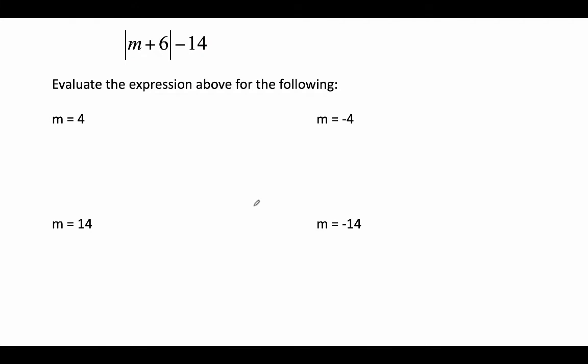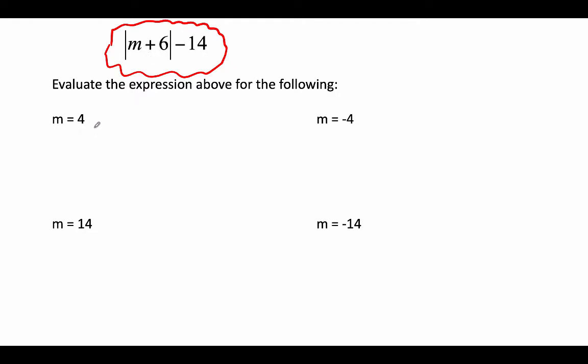Evaluate the expression above for the following. So now I'm going to substitute in, I'm going to solve, okay? Very important that you understand, you cannot distribute into an absolute value. An absolute value is locked up, okay?